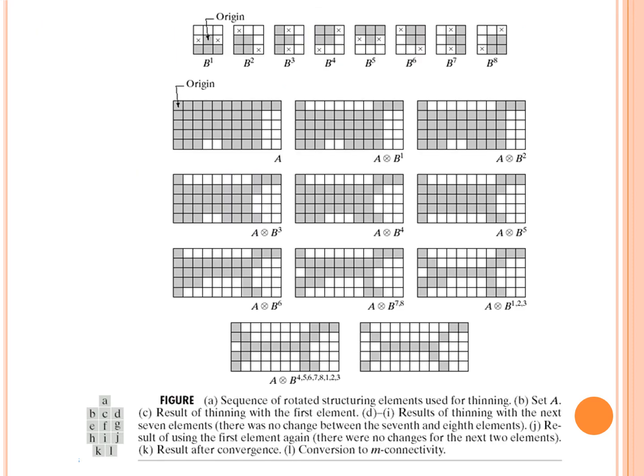Here, figure A is the sequence of rotated structuring elements used for thinning. Figure B is set A. C is the result of thinning with the first element. Figures D to I indicate results of thinning with the next 7 elements. There was no change between the 7th and 8th elements. Figure J indicates the result of using the first element again. There were no changes for the next two elements. Figure K is the result after convergence and figure L is conversion to m-connectivity.